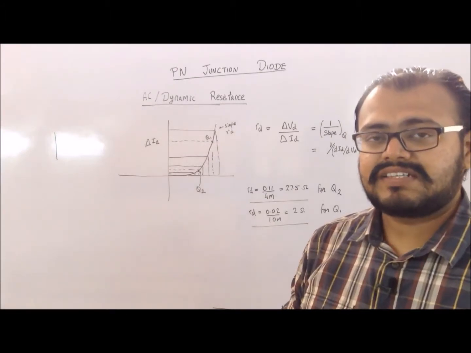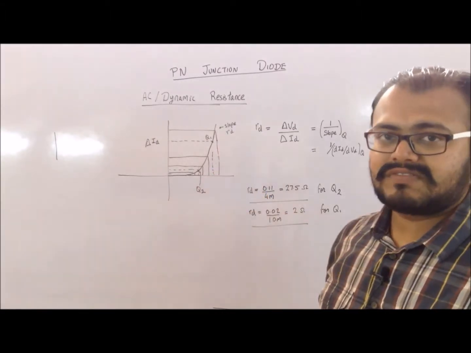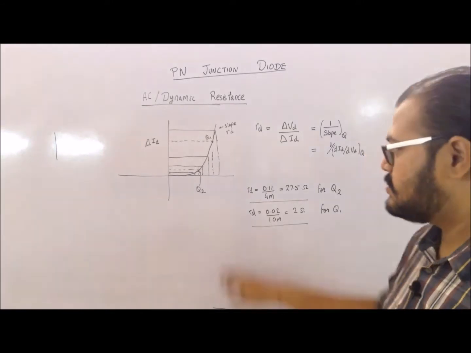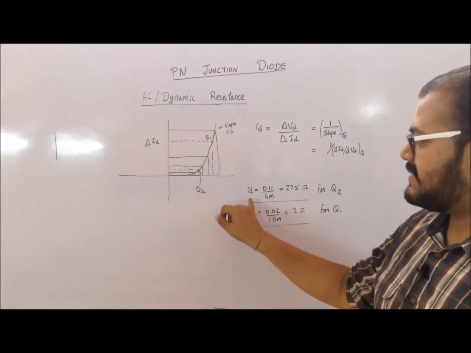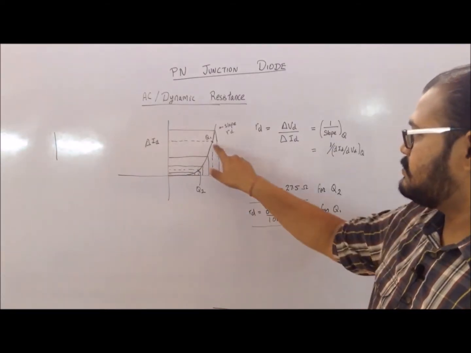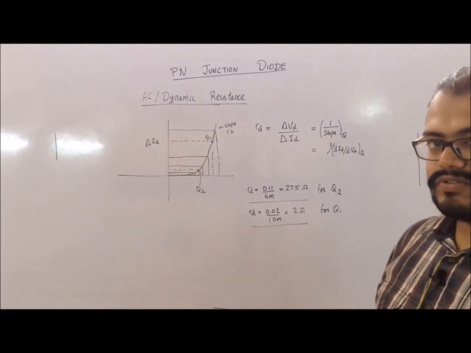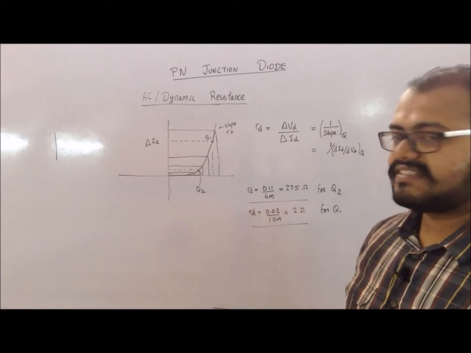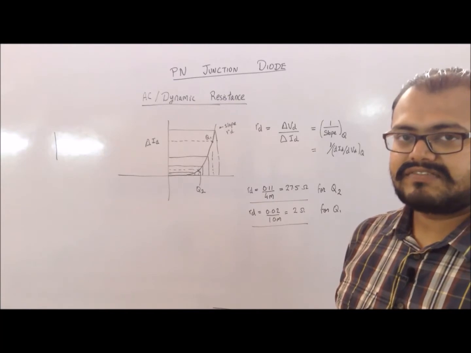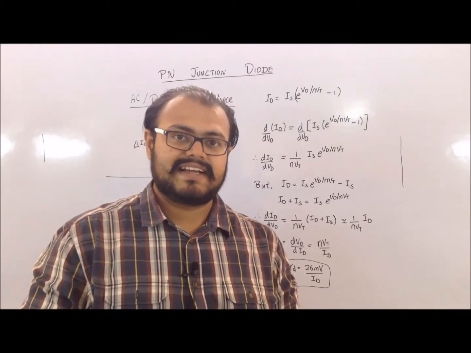If we consider the calculation of my dynamic resistance in these two regions, one in the forward region and one just before the knee voltage region, I can see that rd, my dynamic resistance, for the region Q1 in the forward region, is 2 ohms. For the region before the knee voltage, I get a value of 27.5 ohms. Next, we consider the mathematical analysis of the calculation for my dynamic resistance.